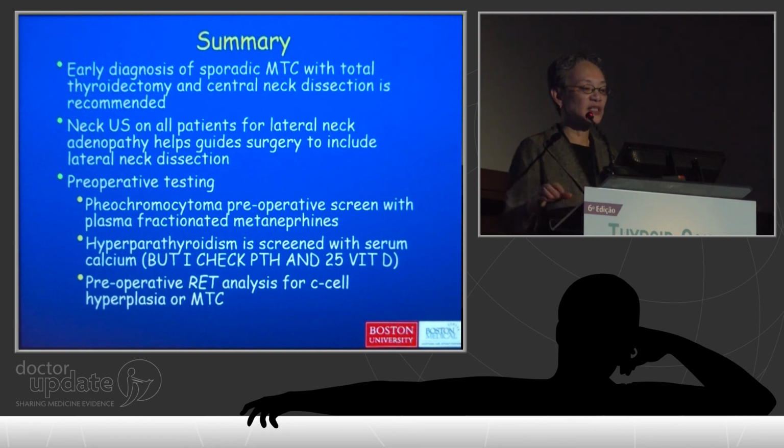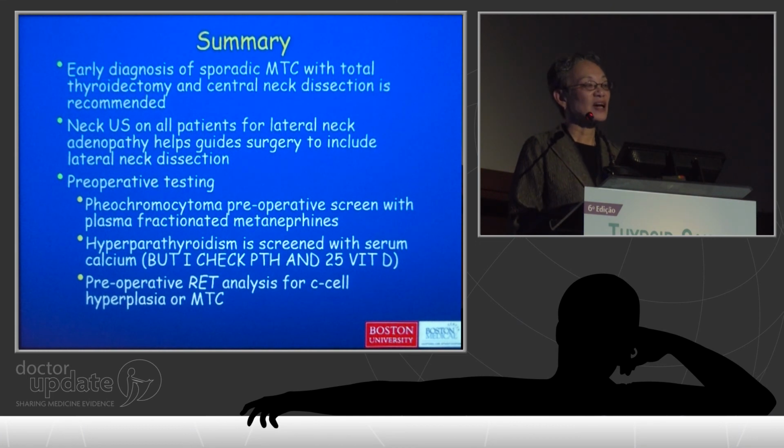So the summary: early diagnosis of sporadic medullary thyroid carcinoma should be treated with a total thyroidectomy and a central neck dissection. You really need to do a neck ultrasound in all patients to make sure there are not lateral neck nodes, and if there are, they should be biopsied to confirm malignancy prior to a lateral neck dissection. Pre-operative testing, we're always going to test for pheochromocytoma, hyperparathyroidism, and RET analysis.